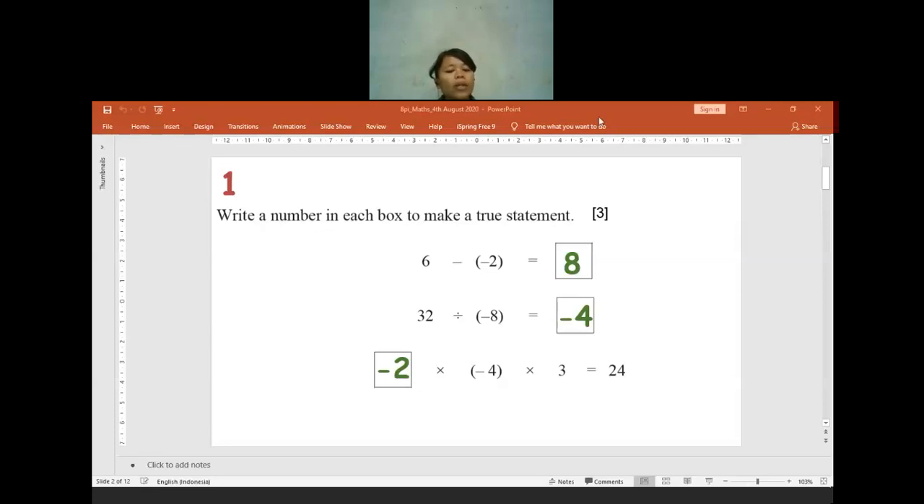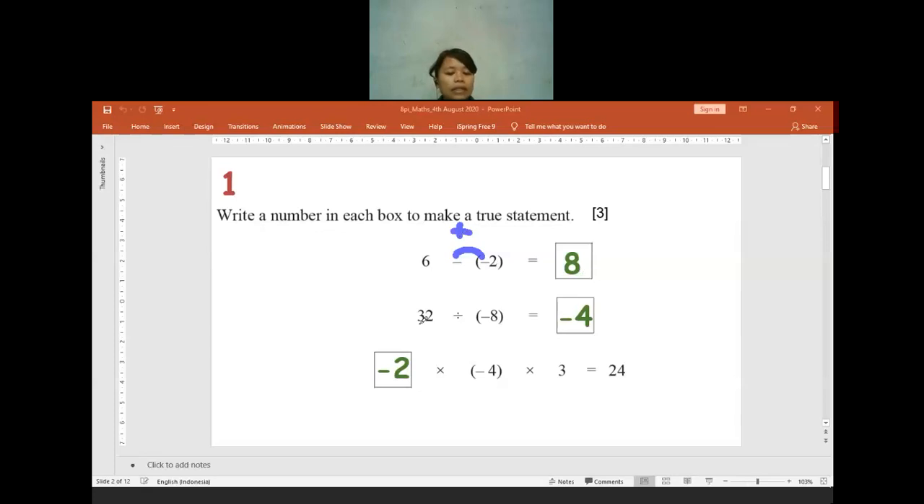For question 1, we have 6 minus negative 2. When a minus and a negative are combined together, it becomes plus. So 6 minus negative 2, we read it as 6 plus 2. 6 plus 2 equals 8.